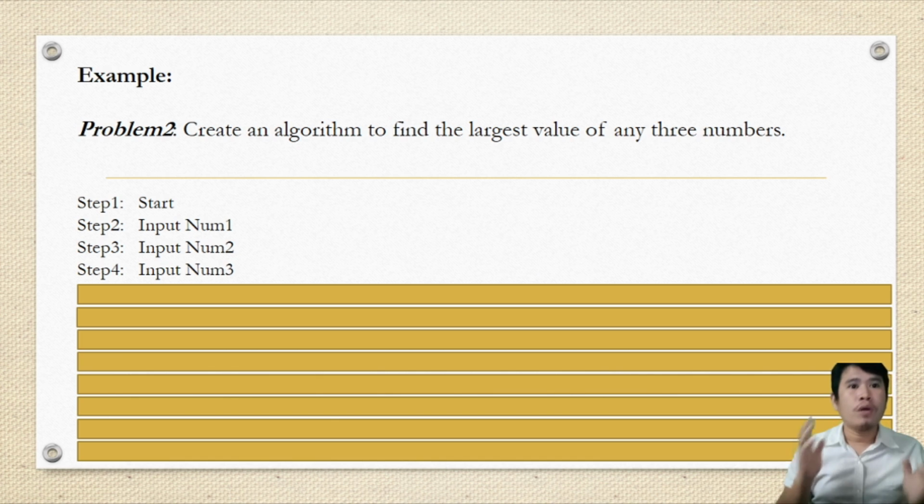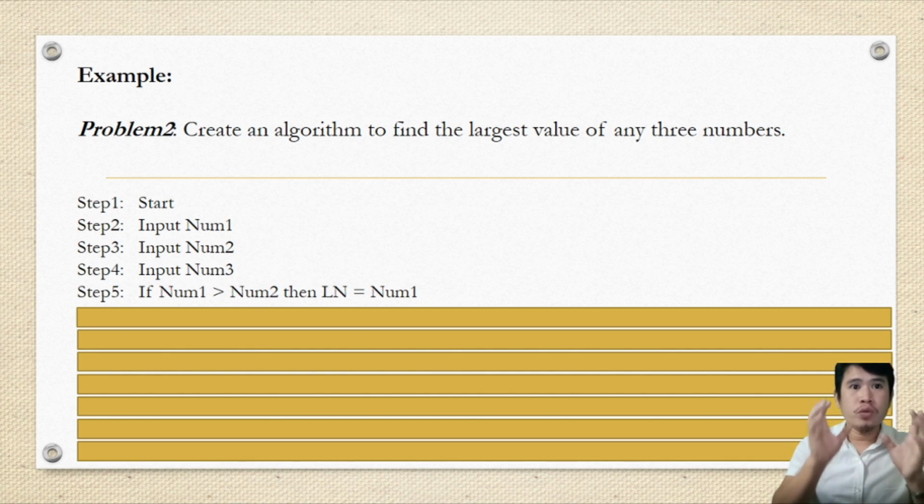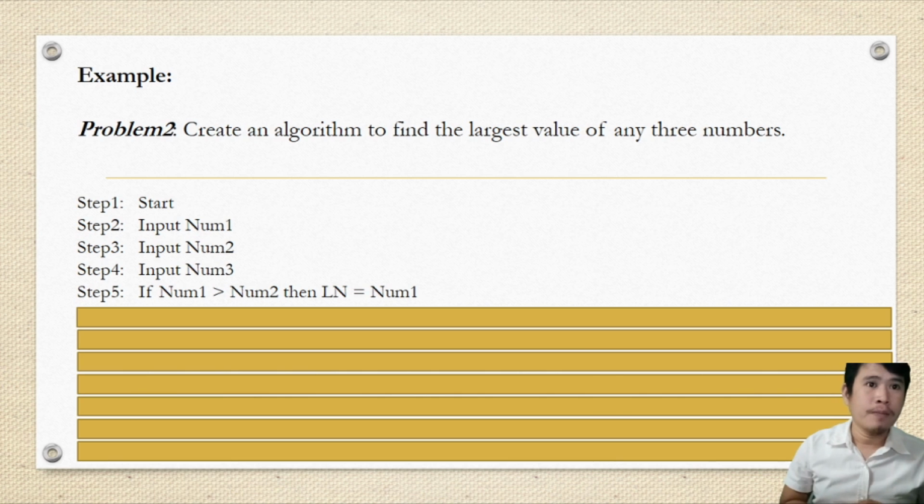Okay? After all numbers are inputted that we have to compare, then let's proceed to comparison. So, for step 5, if num1 is greater than num2, then we have to store our value in the ln variable, or largest number variable. I always abbreviate it. So, ln is equal to num1 if it is true.